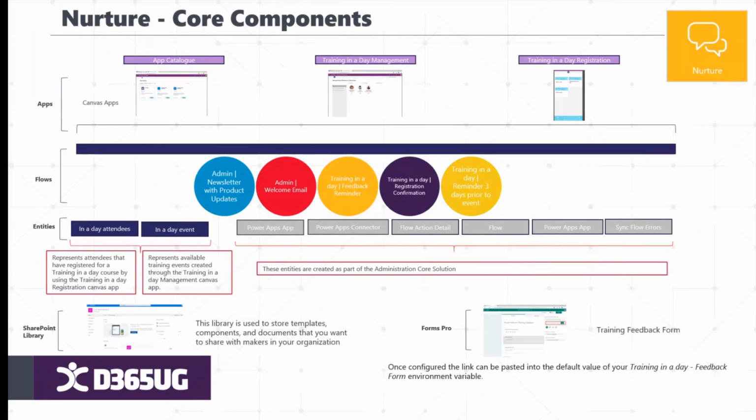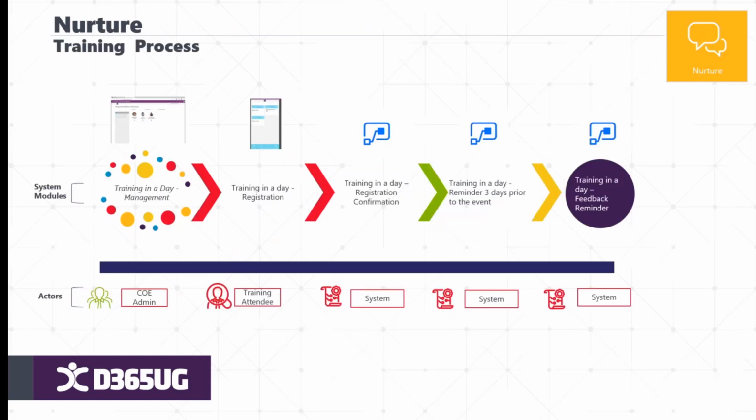So you've got the nurture components, where there are a couple of flows that exist as well. One is a welcome email as you create a new app. There is also a user scenario for training management in this as well. I'll explain that in a minute. There are a couple of new entities introduced as part of this solution: In a Day Attendees and In a Day Event. These are the entities used for coordinating the whole training process that you want to run within your organization for skilling people on the apps. I'll quickly run through that.